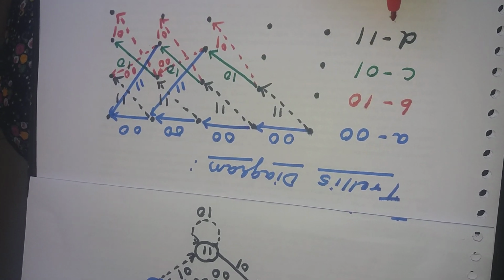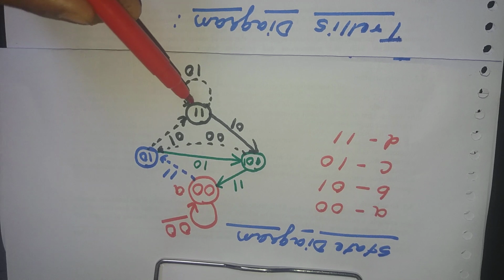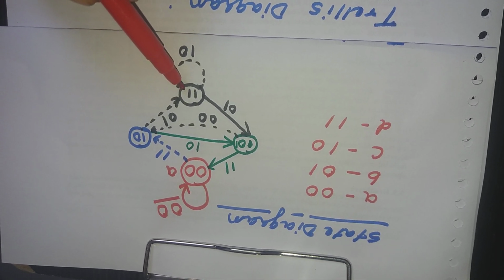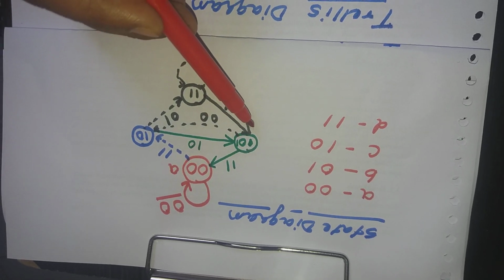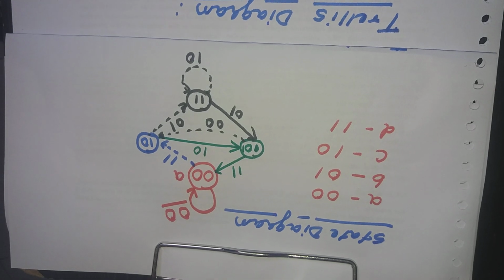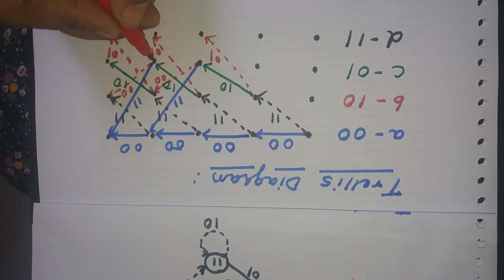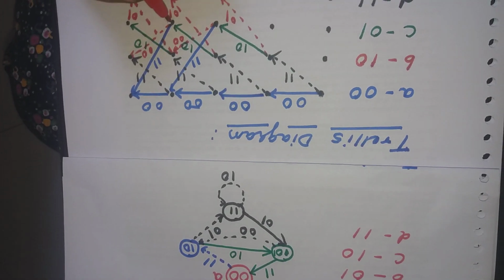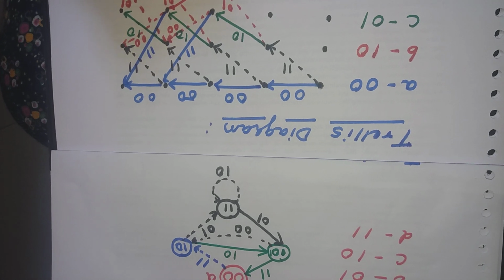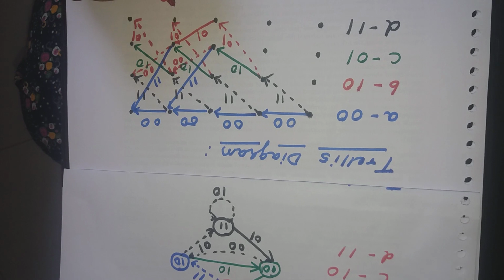Similarly, now the last state is remaining, which is 1 1. In the state diagram, we can see when the input is 0, we move to the next state 0 1 with output 0 1. So from state 1 1, we have to move to the next column in state 0 1 with a solid line because the input is 0, and the output in this case is 0 1.